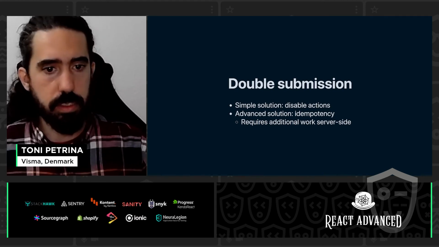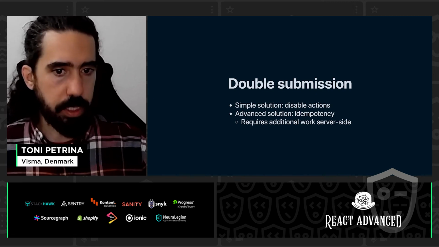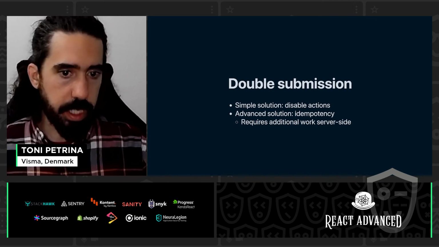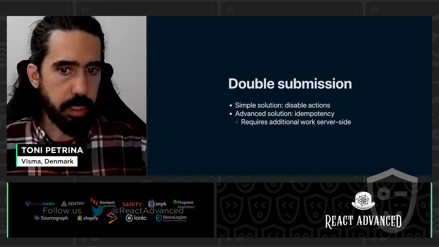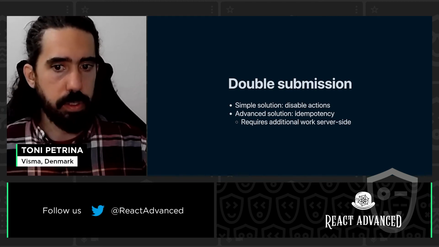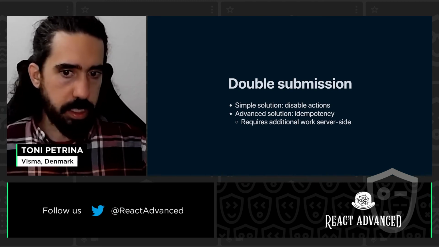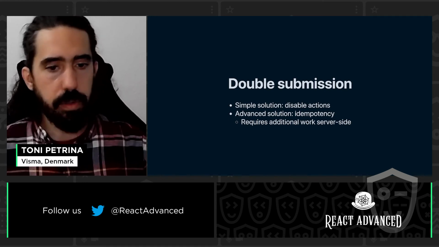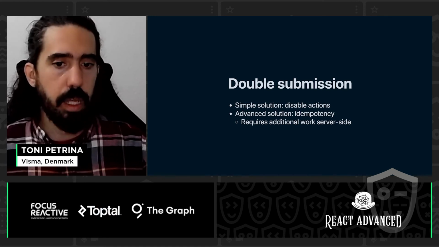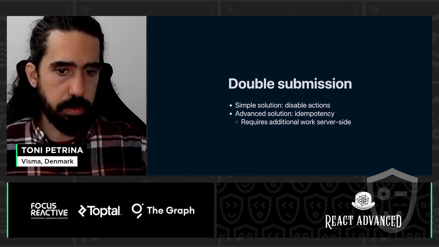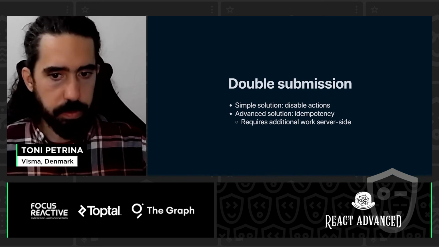However, that's not always good. If the page is refreshed, the button might be clicked again. So the advanced solution is to use idempotency. We really want to use it for really important scenarios such as booking or payments. It requires additional work on the server side, but it will yield the best response for the user and for the UX.